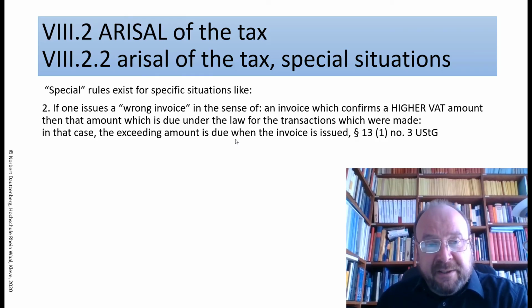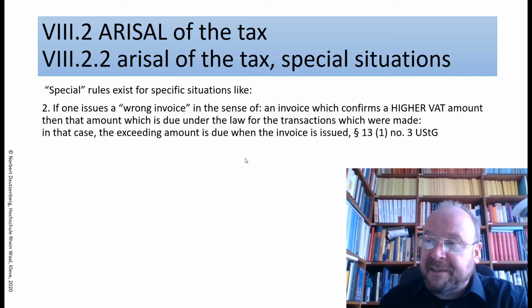And one hint must be permitted. One very special rule exists still for a very special situation. If you issue a wrong invoice, so an invoice where you confirm more VAT than is really correct under the law, then you know that you are liable and have to pay the exceeding amount of VAT just because you issued that wrong invoice. In that case, the law says the exceeding amount is due at the moment when the invoice is issued, 13.1 number 3.